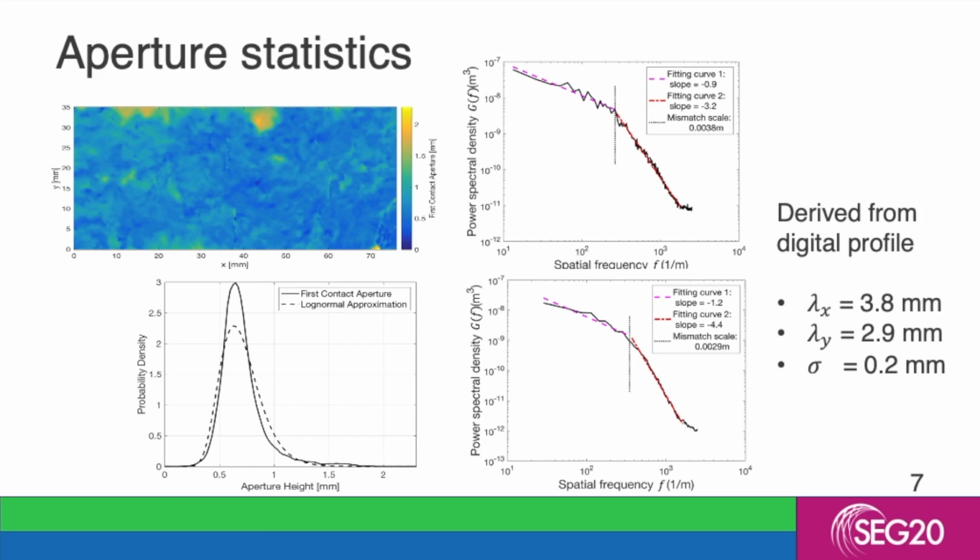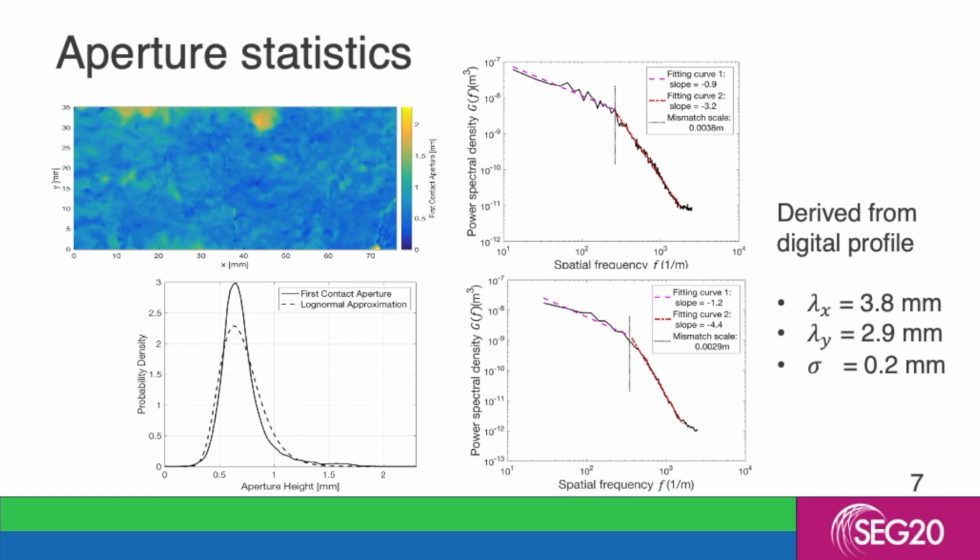So from this aperture map, we have observed that the single fracture aperture does describe pretty well with a log-normal description. For instance, the log-normal approximation manages to capture the peak of aperture height and also the characteristic that the distribution is flat-tailed.